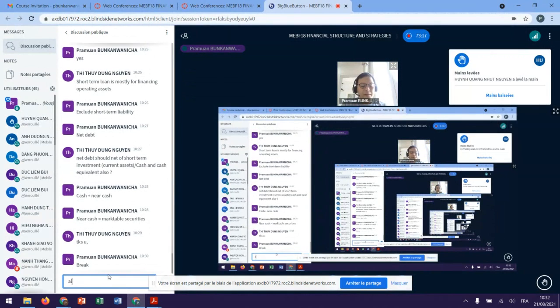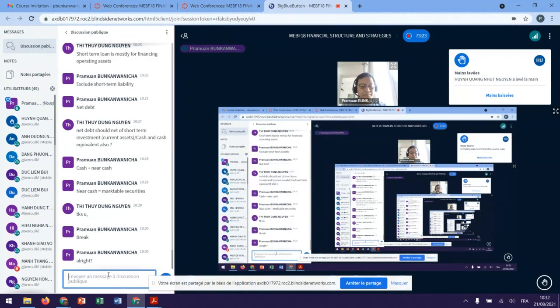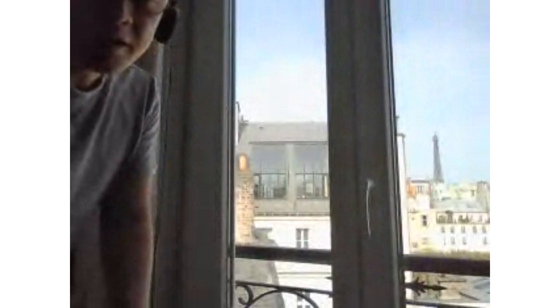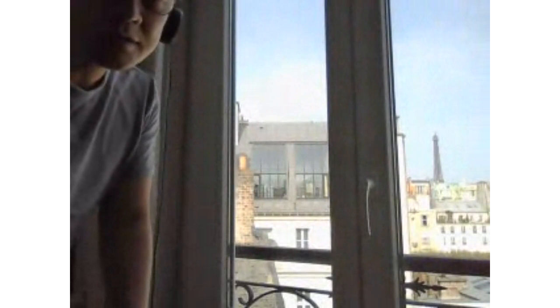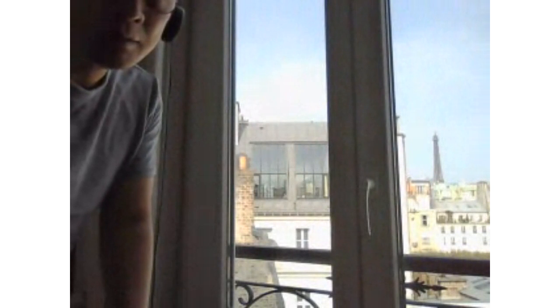All right. So I show you the Eiffel Tower again. Do you see the Eiffel Tower? Yes, in my small window. Okay, so see you. I'm going to go down to take my croissant for my breakfast. See you.